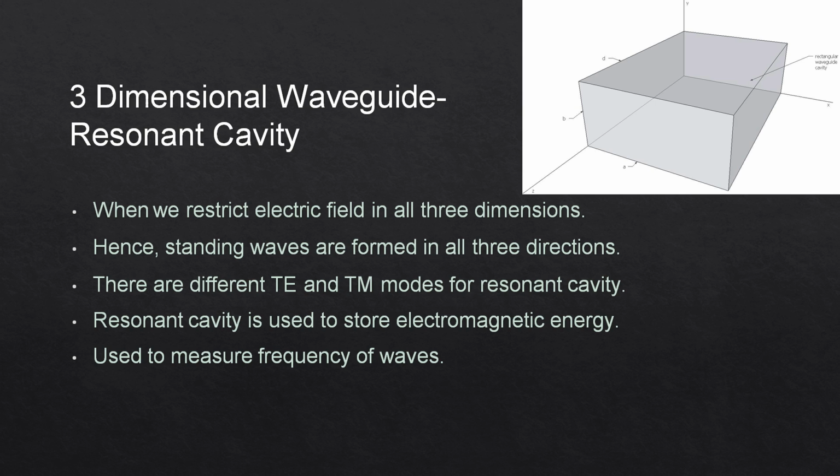Now when the wave is confined in all the three directions, we get something called a resonant cavity. Here standing waves are formed in all the three directions. There are different TE and TM modes for a resonant cavity and they all occur at very discrete frequencies. A resonant cavity is used to store electromagnetic energy at very high frequencies. Also, a resonant cavity is used to identify frequencies.